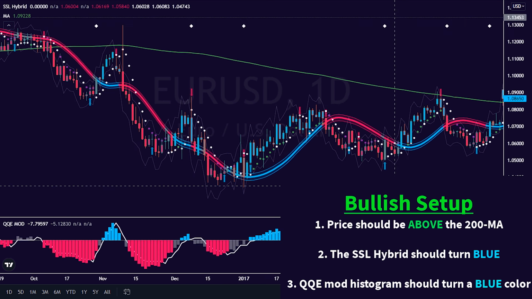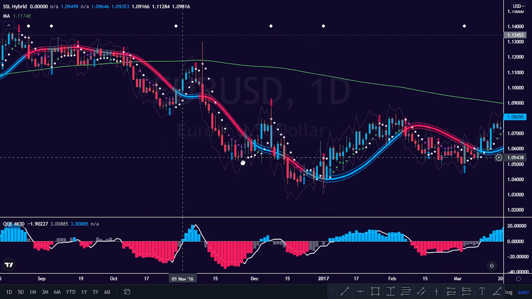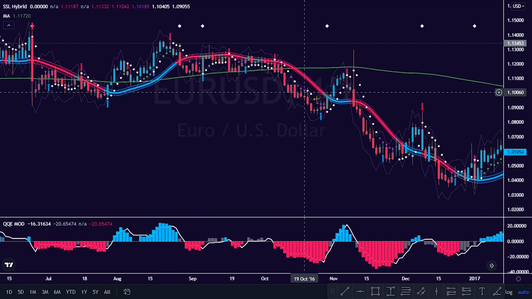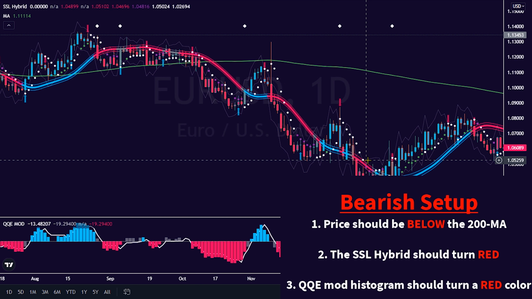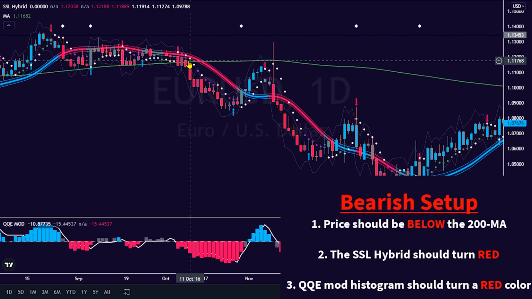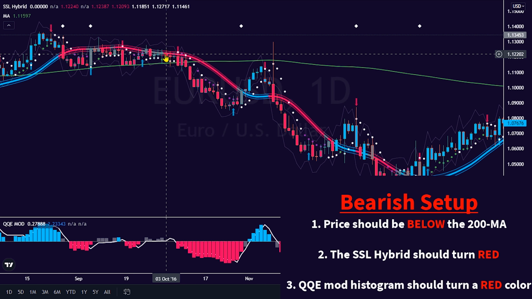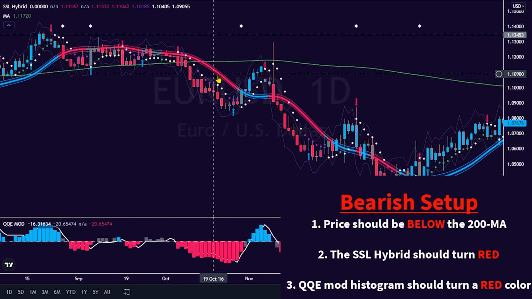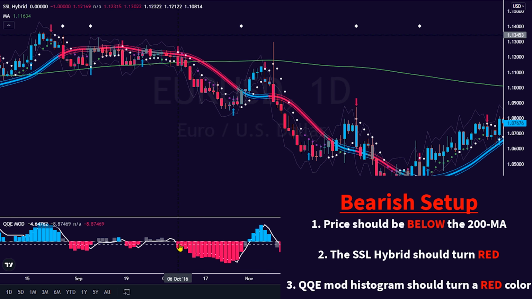To generate a bearish anticipation setup with the QQE mod plus SSL hybrid plus 200 MA trading indicators: 1. Price should be below the 200 MA. 2. The SSL hybrid should turn red. 3. The QQE mod histogram should turn a red color.